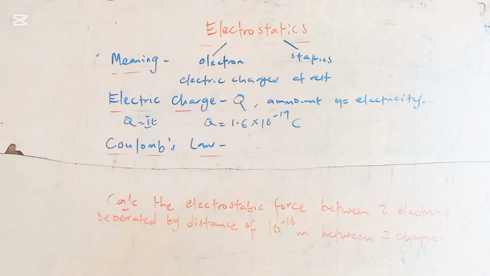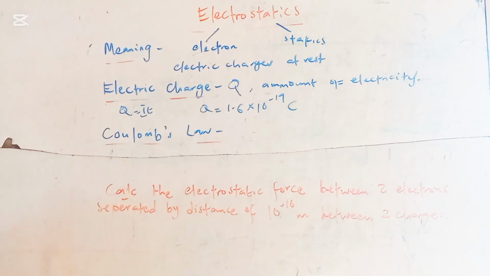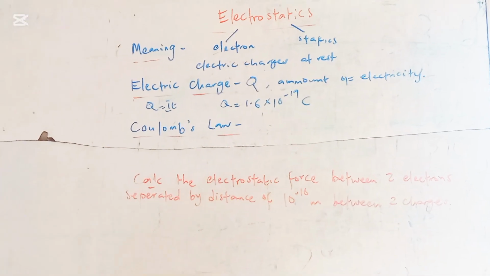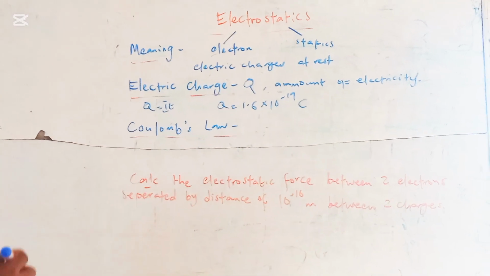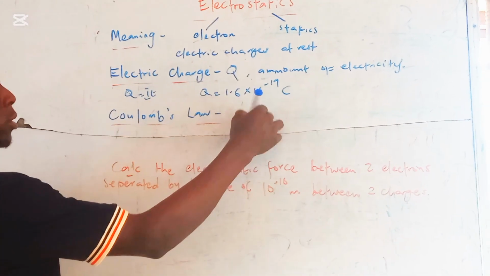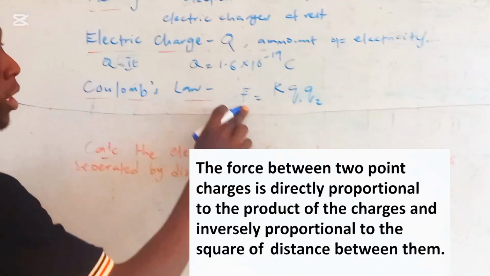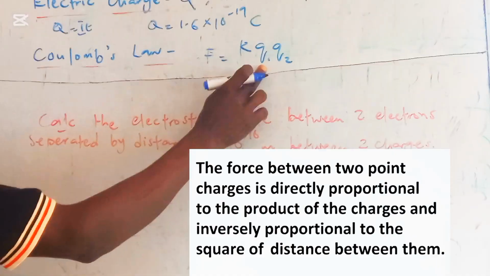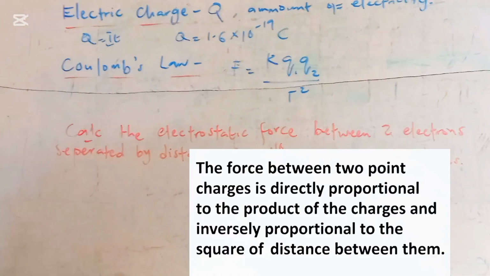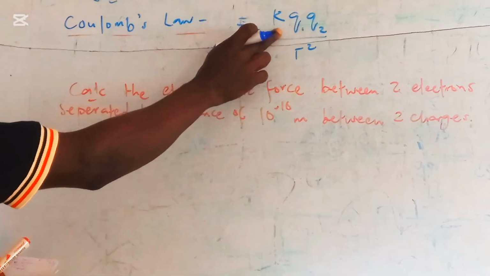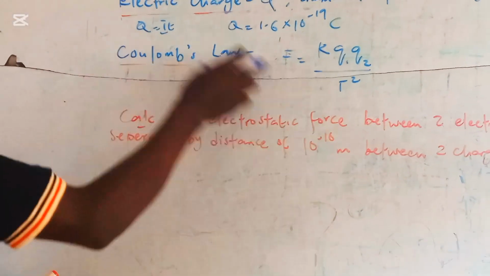So charge is measured in coulombs, and when we are dealing with coulombs, we are going to be making use of this charge. So now, going to Coulomb's law, what does Coulomb's law state? It states that the force of attraction or repulsion is directly proportional to the product of the two charges and inversely proportional to the square of the distance. So that's what Coulomb's law is all about.